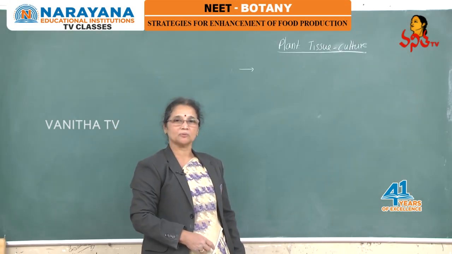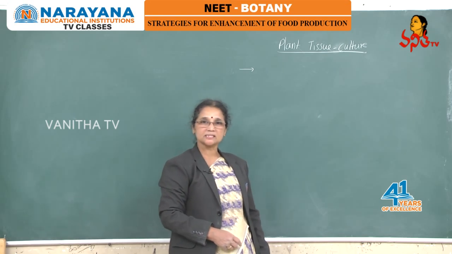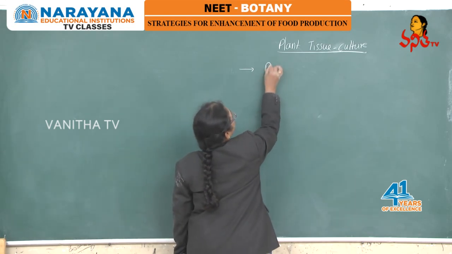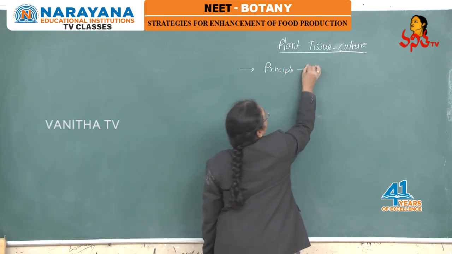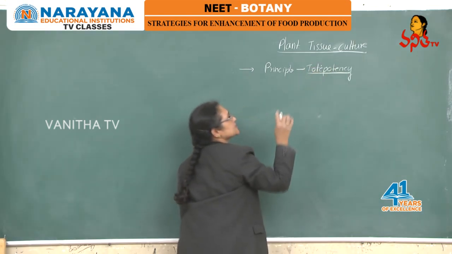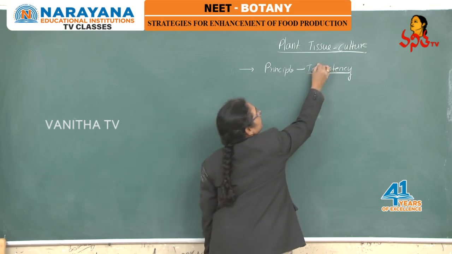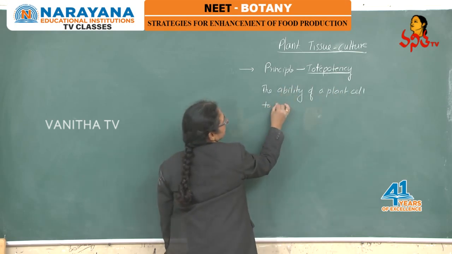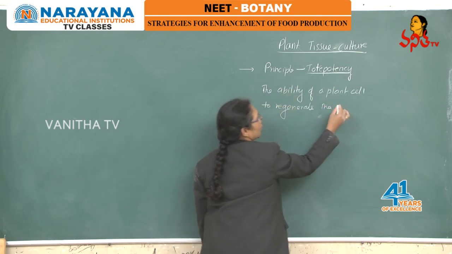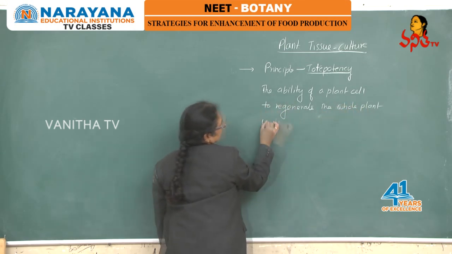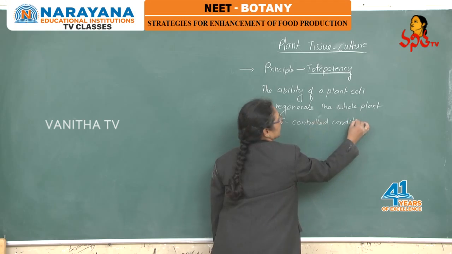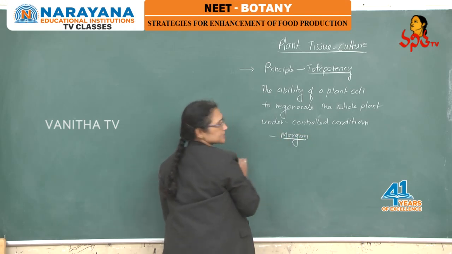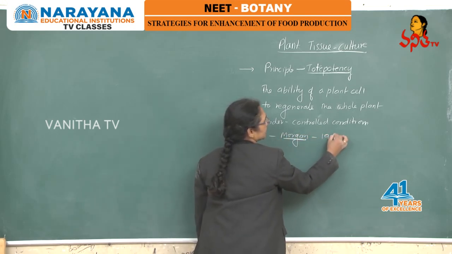Okay children, now we are going to learn about the important topic under this chapter, that is plant tissue culture. Actually this plant tissue culture is based upon the principle called totipotency. Totipotency means what? It is the ability of a plant cell to regenerate the entire plant or the whole plant under controlled conditions. And the term totipotency was given by Morgan in the year 1901.